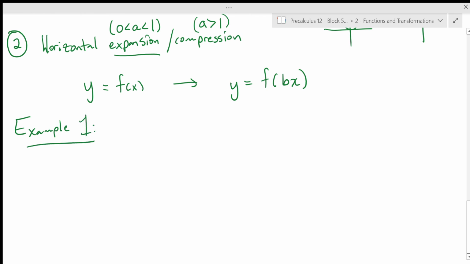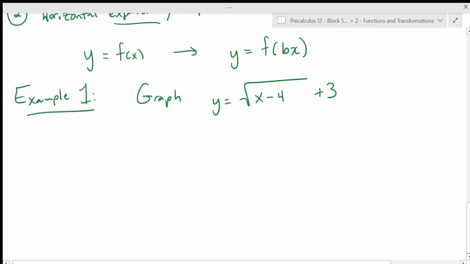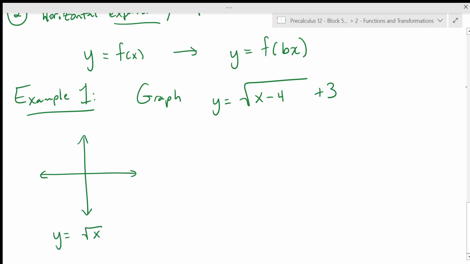So first example, we are going to graph y equals radical x minus 4 plus 3. When you're asked to graph something, sometimes we know what our base function is. So our base function here is y equals radical x, and y equals radical x looks like this. If I have to find some points, I can absolutely find some points. So I know this point right here is 1, 1. My next whole number point is 2, 4. And we can keep going that way, 4, 2, and we can keep going that way if we need to.